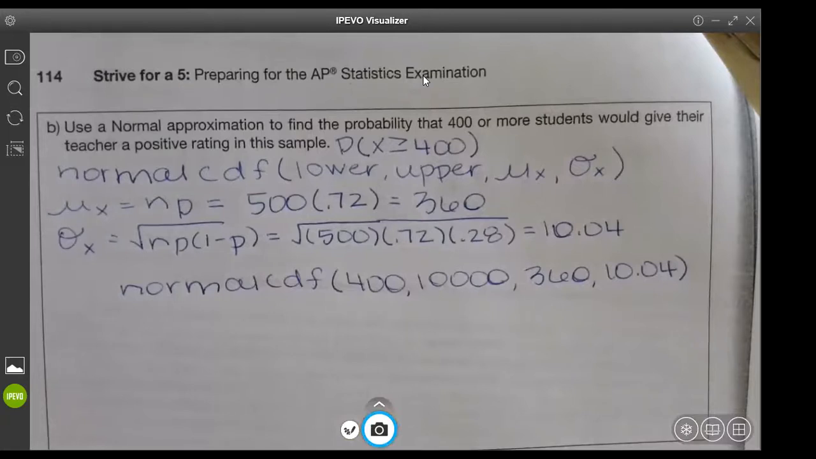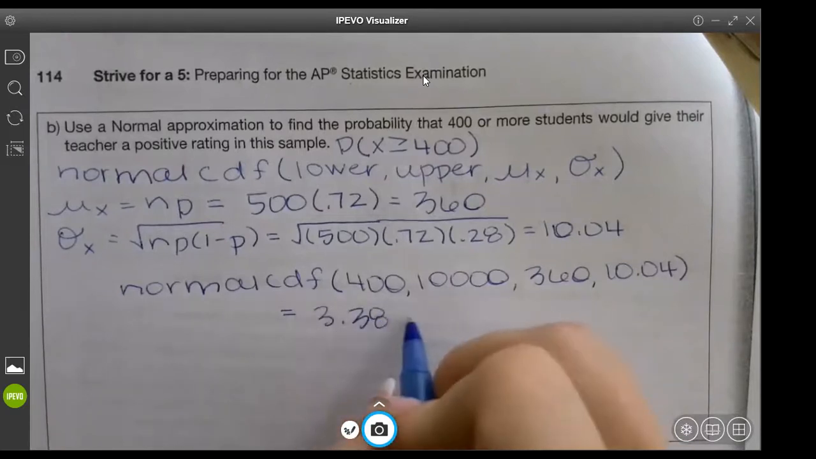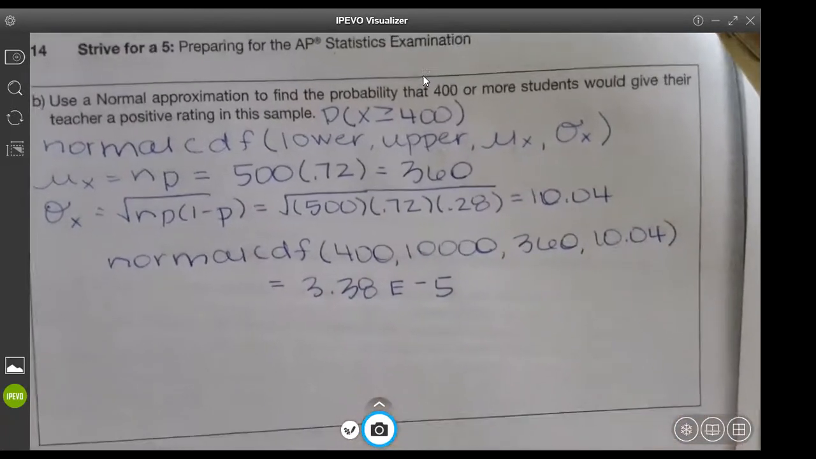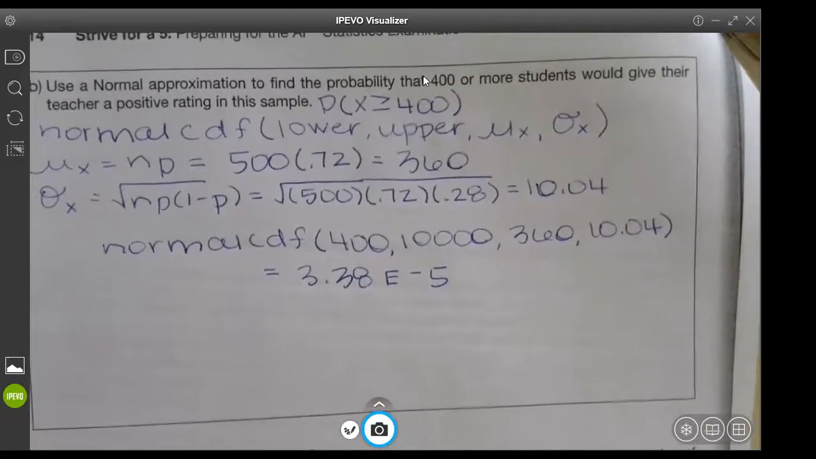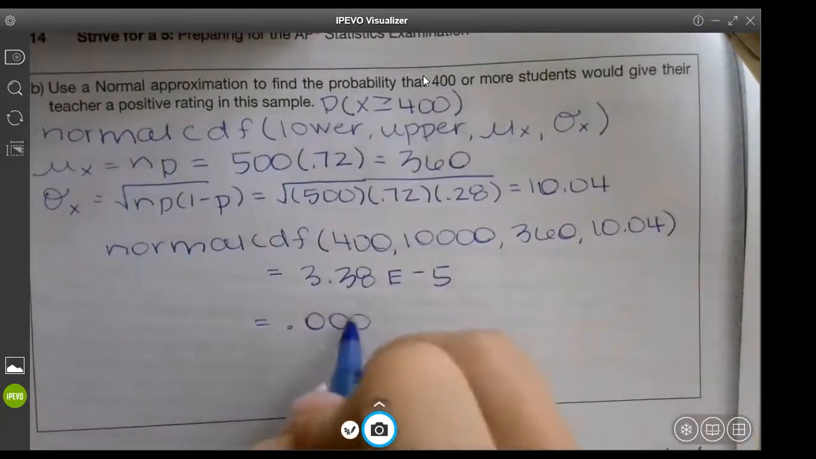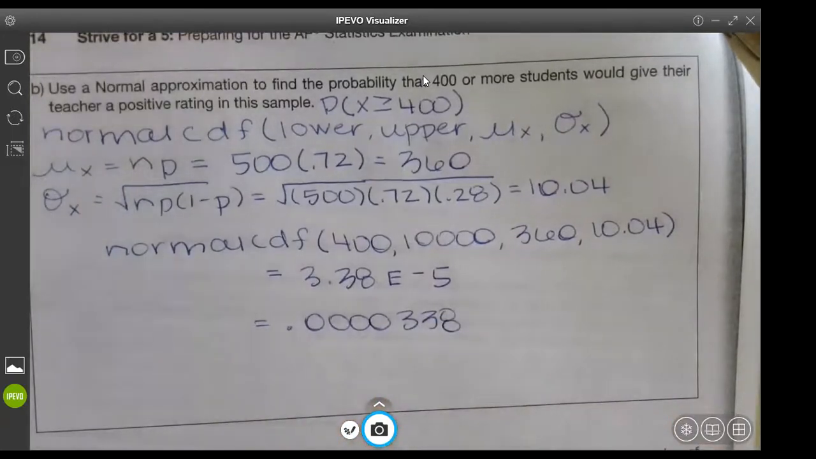And then don't freak out when you get a crazy number. When you put this in here, you're going to get 3.38e to the negative 5. Realize it's 400 out of 500. That's a lot, right? 400 out of 500. So that is 0.0000338. So it's a very small percentage.